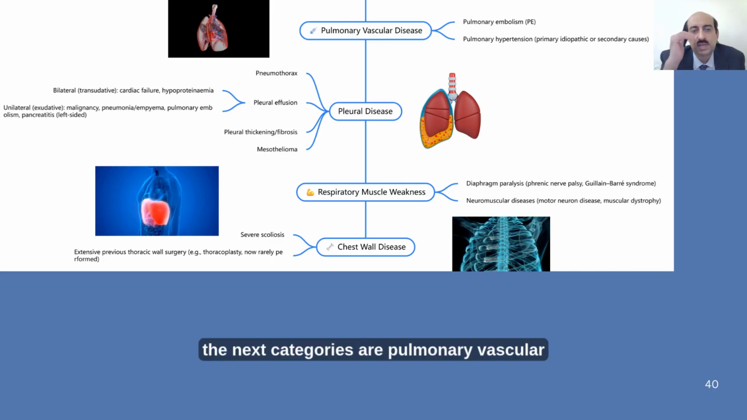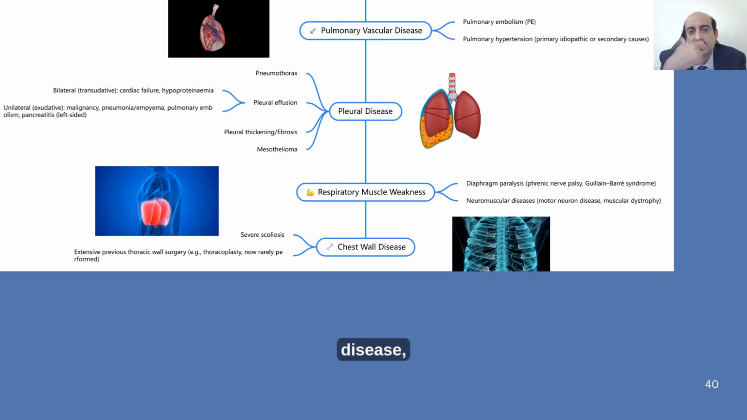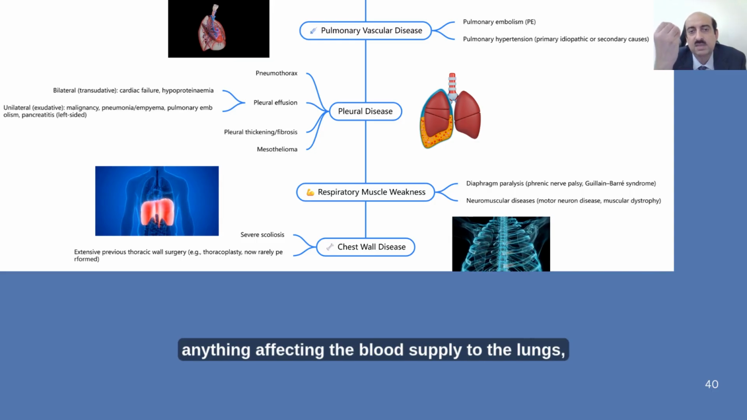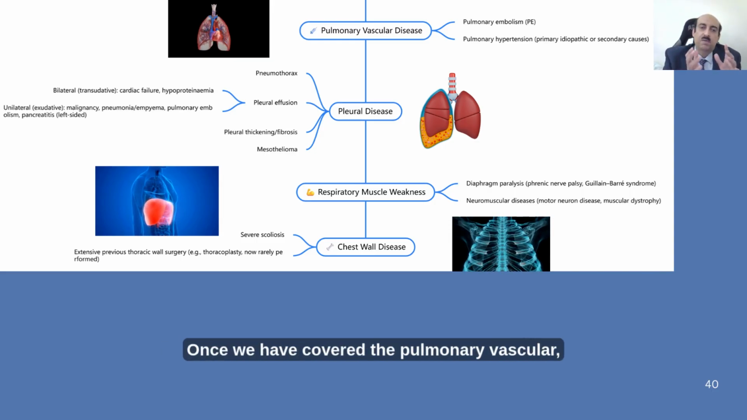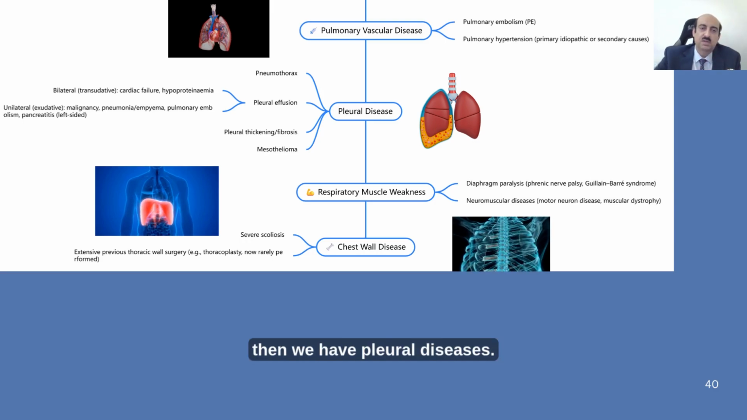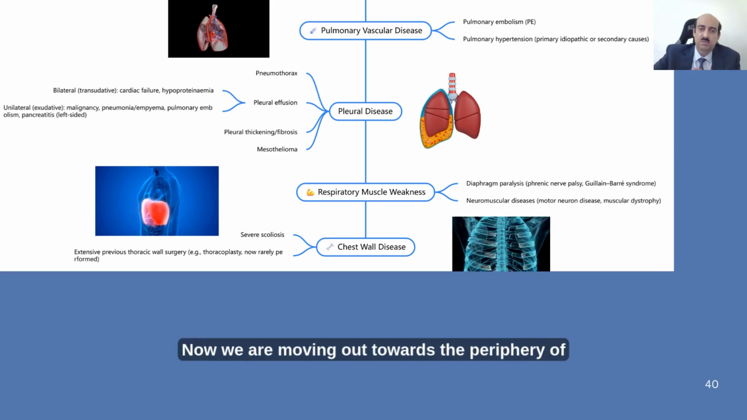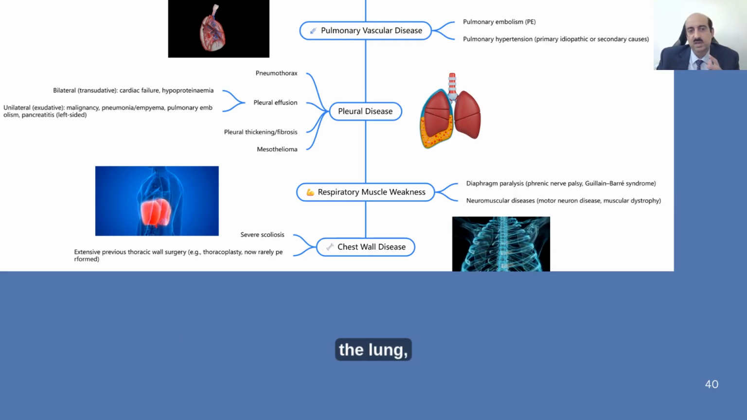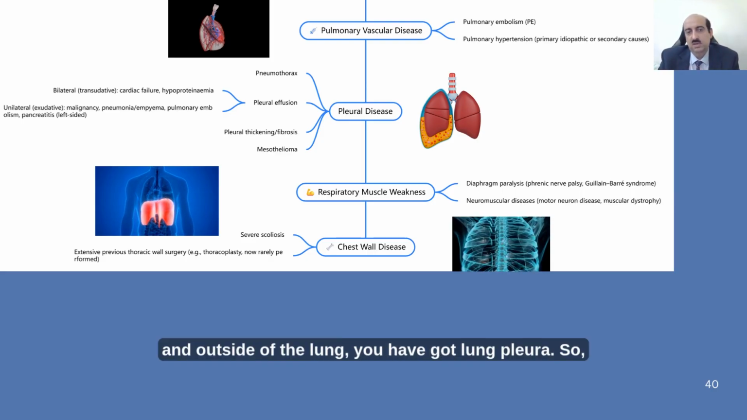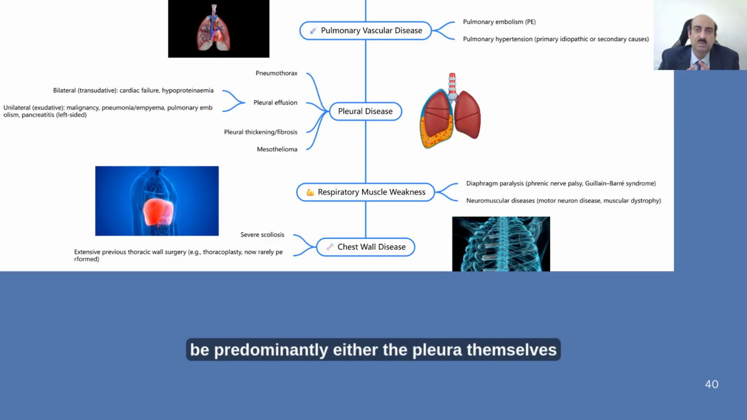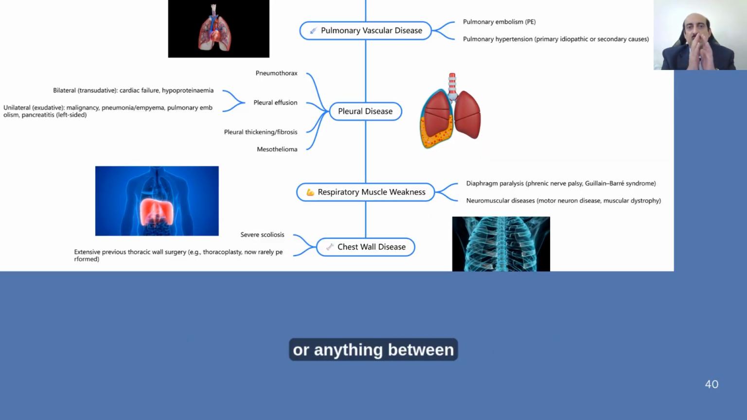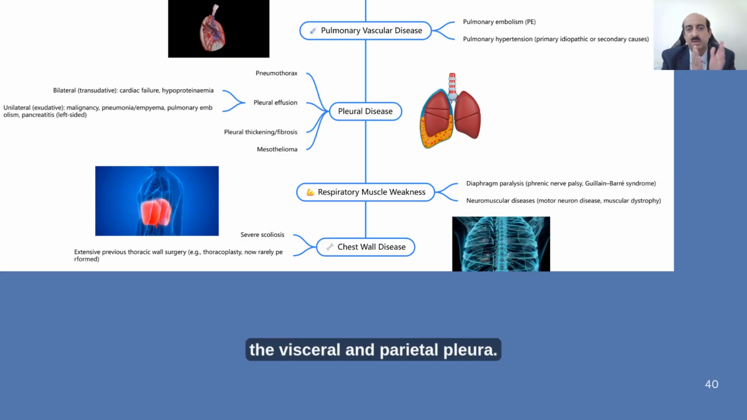So the next categories are pulmonary vascular disease, anything affecting the blood supply to the lungs, so pulmonary embolism or pulmonary hypertension. Once we have covered the pulmonary vascular, then we have pleural diseases. Now we are moving out towards the periphery of the lung, and outside of the lung you have got the lung pleura. So think of the pleural diseases as etiologies to be predominantly either the pleura themselves or anything between the visceral and parietal pleura.